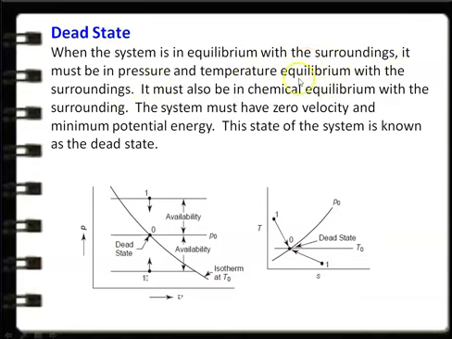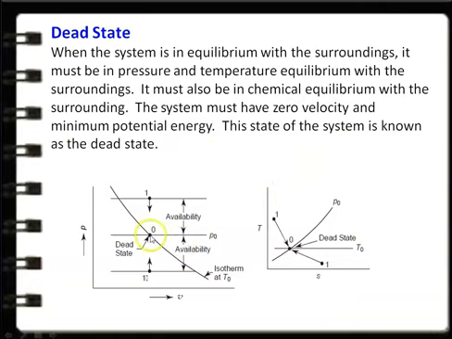Besides the pressure and temperature equilibrium, it must also be in chemical equilibrium with the surrounding. So in every respect there is equilibrium: pressure equilibrium, temperature equilibrium, chemical equilibrium, and there is zero velocity and minimum potential energy. So this state is known as dead state. The atmospheric condition is called the dead condition, dead state.